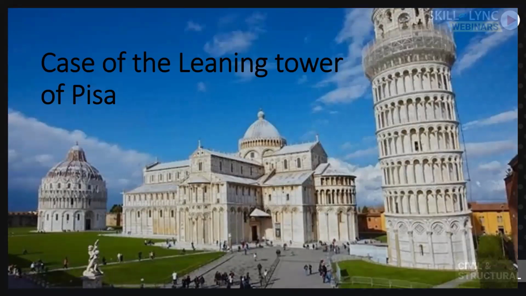The construction of the Leaning Tower of Pisa began in 1173, and it continued for around 4 or 5 years, and then it was stopped. The construction up to the 4th floor was carried out during this period, and then it stopped.